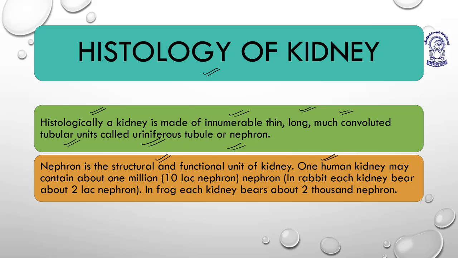One human kidney may contain about 1 million, that is 10 lakh nephrons. In rabbit, each kidney bears about 2 lakh nephrons. In frog, each kidney bears about 2000 nephrons. So one human kidney may contain about 10 lakh nephrons, the rabbit 2 lakh nephrons, and frog 2000 nephrons.